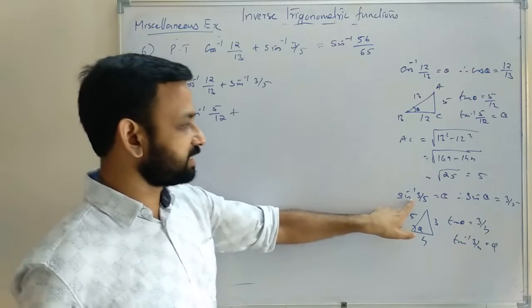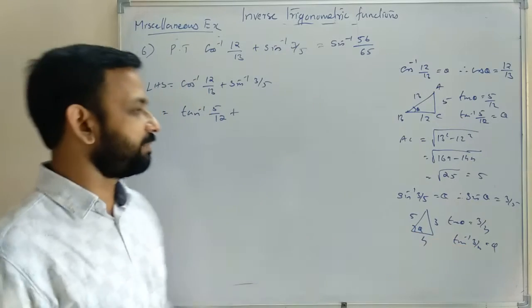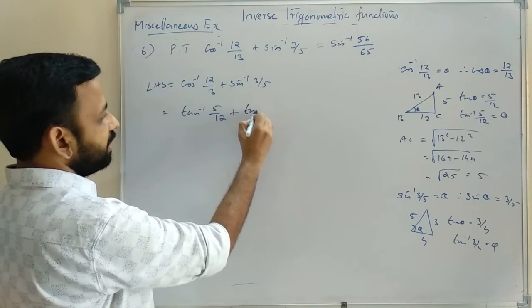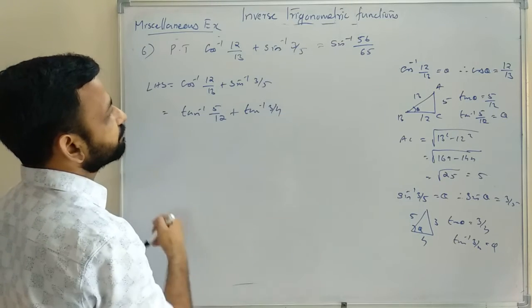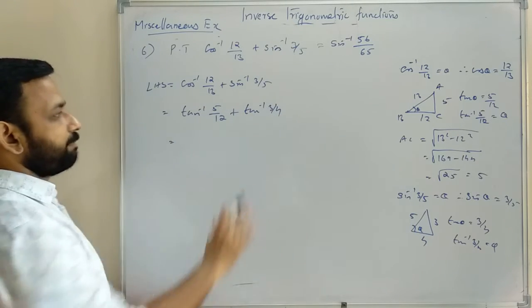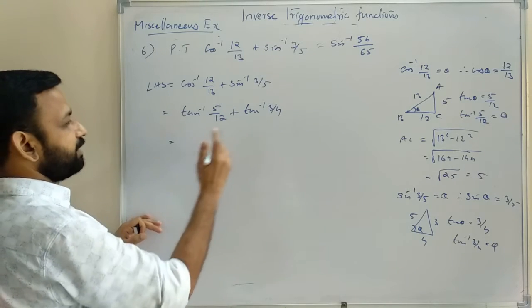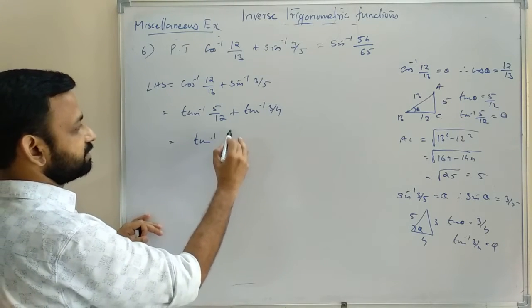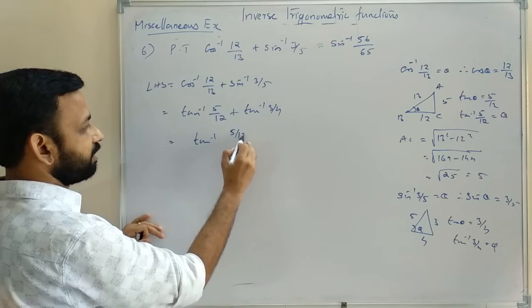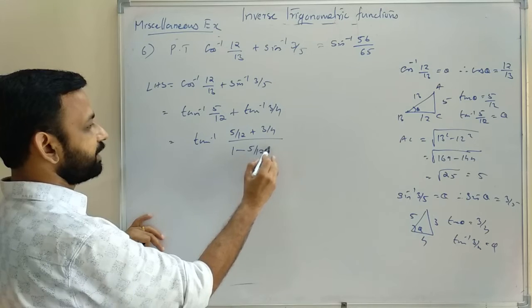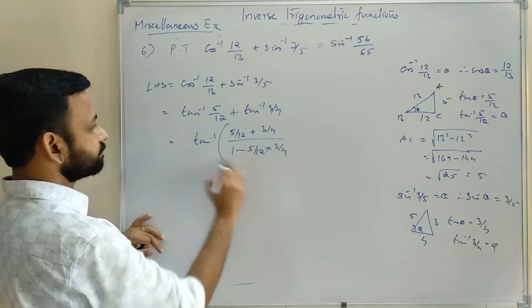So sin inverse 3 upon 5 and tan inverse 3 by 4 are the same. So sin inverse 3 by 5 we can write as tan inverse 3 by 4. Now we can apply the tan inverse x plus tan inverse y formula: tan inverse x plus tan inverse y is equal to tan inverse of (x plus y) upon (1 minus xy). Here, 5 by 12 plus 3 by 4, divided by 1 minus 5 by 12 into 3 by 4.